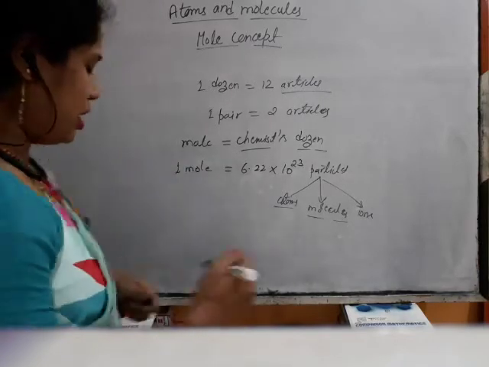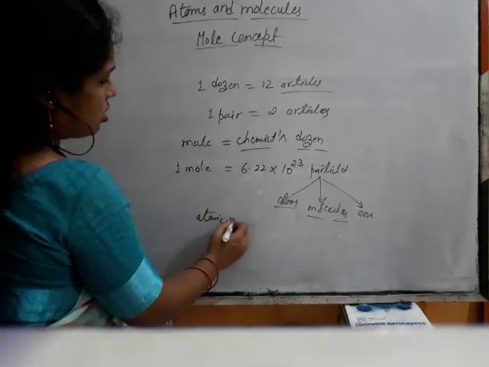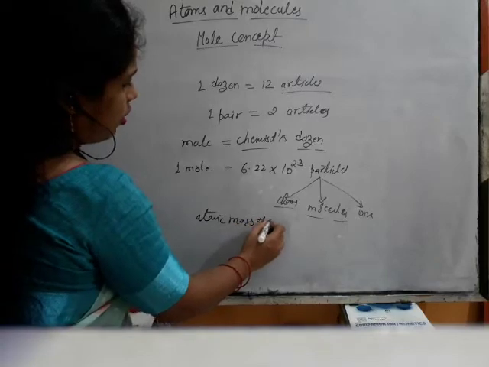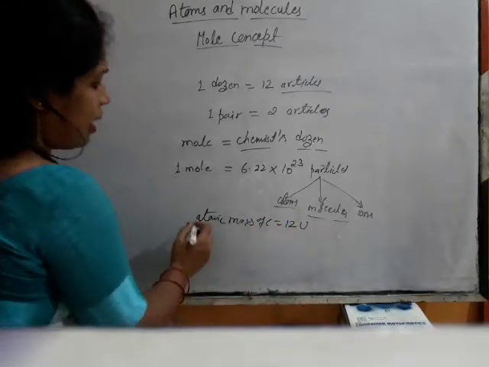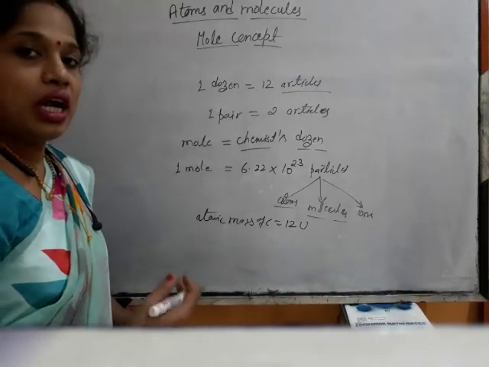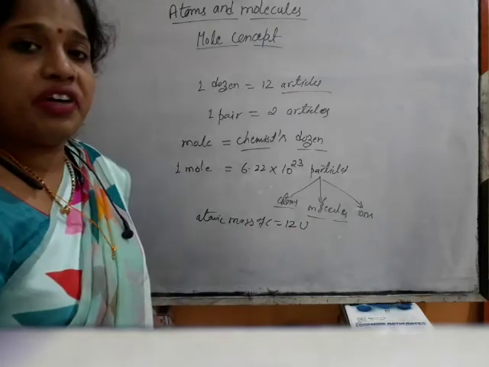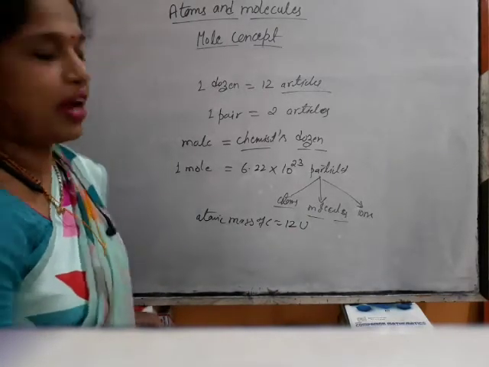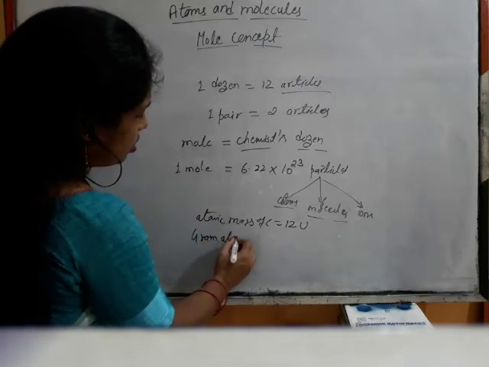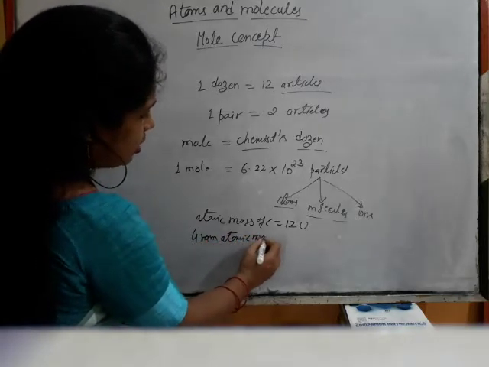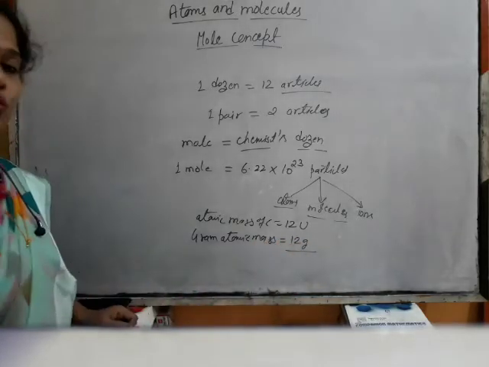Okay. So here we know the atomic mass of carbon is 12 U, unified mass. But since we need the atomic mass of different atoms measured in grams, it will be gram atomic mass, which is equal to 12 grams now. 12 grams.